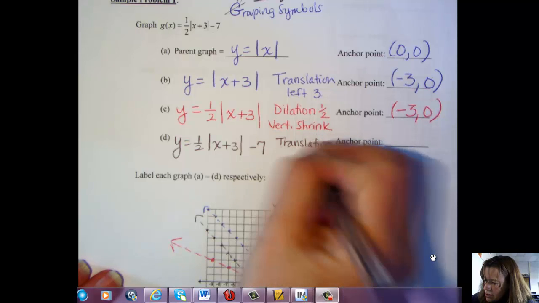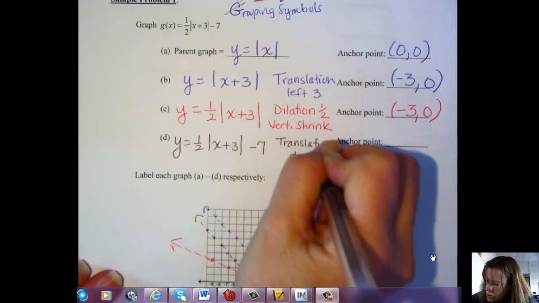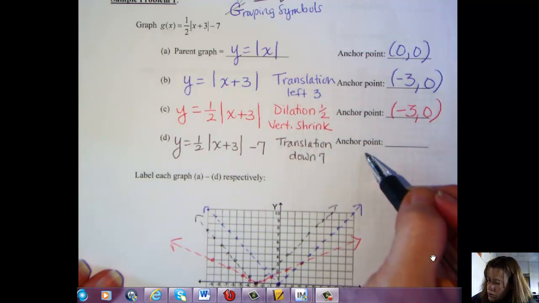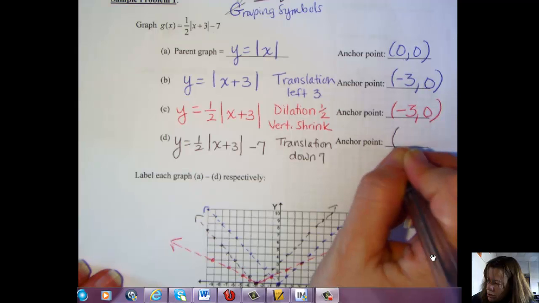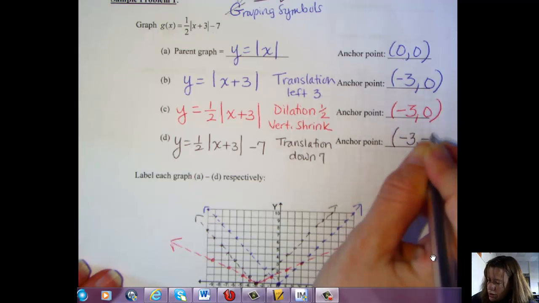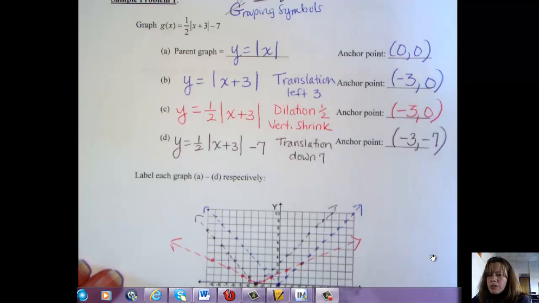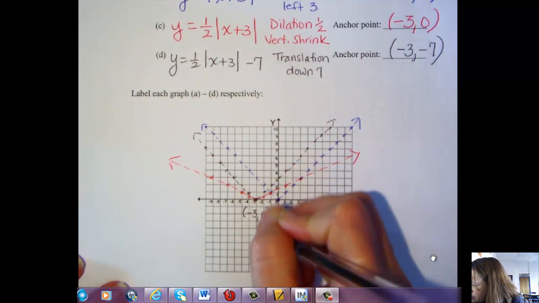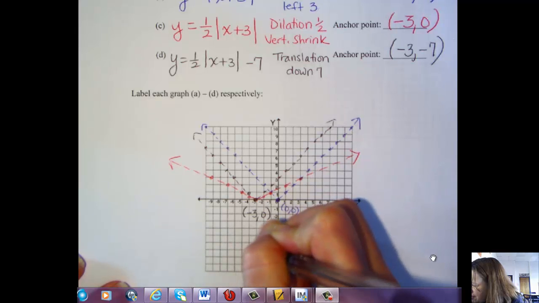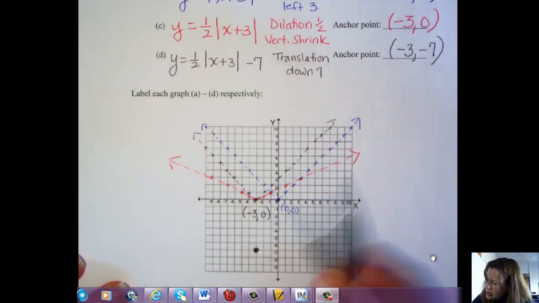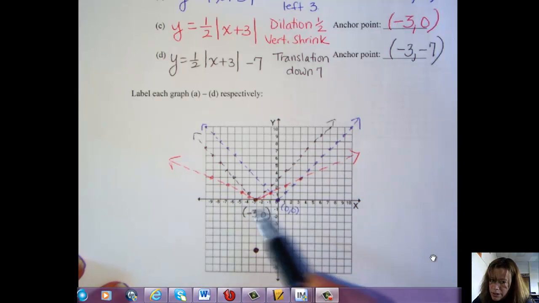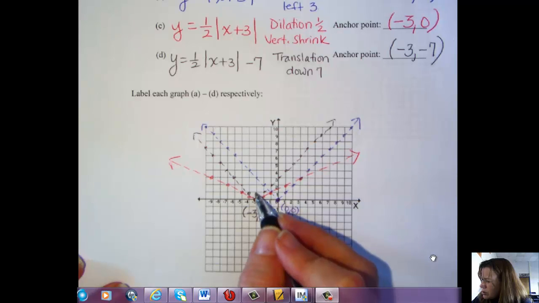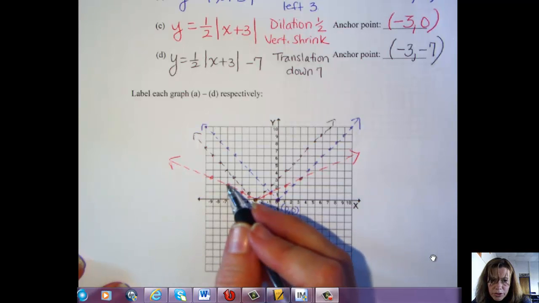That -7 at the end is a vertical translation. Because it's a minus, it's down 7 units, which means my vertex, or my anchor point, moves down 7 as well. So my final anchor point is -3, -7. So finally, I take my anchor point, -3, move it down 7, and I'm translating this entire red graph, this already dilated red graph. So when I made that graph, I went up 1 over 2, up 1 over 2 because of the dilation.